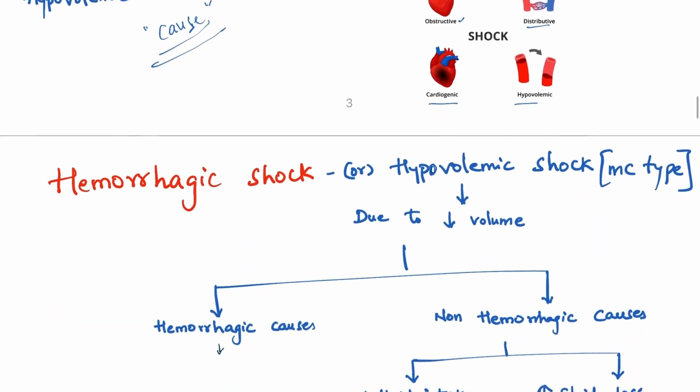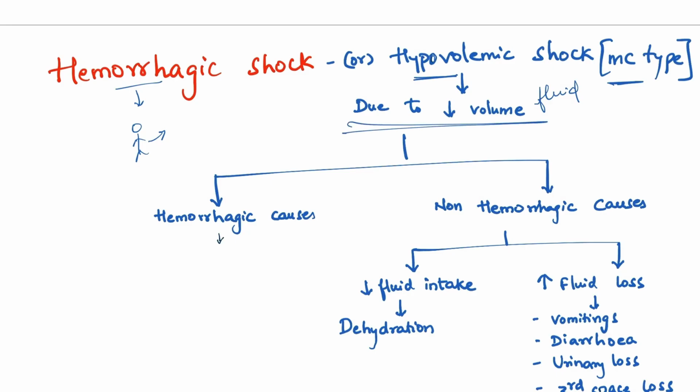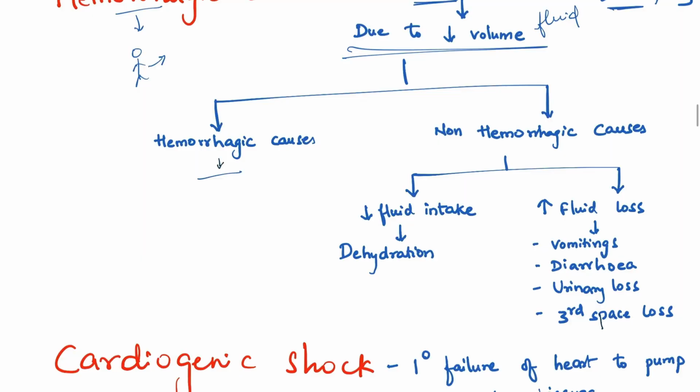The first type of shock is hemorrhagic shock or hypovolemic shock. It is the most common type of shock seen in case of surgery. As the name indicates, hemorrhagic shock means due to hemorrhage, that is, if there is any RTA or any major accident or major surgery, due to loss of blood, this is hemorrhagic shock. Hypovolemic shock involves fluid or volume. So this is nothing but a decrease in the fluid or volume, from hemorrhagic causes and non-hemorrhagic causes. This is classified as 2 types.